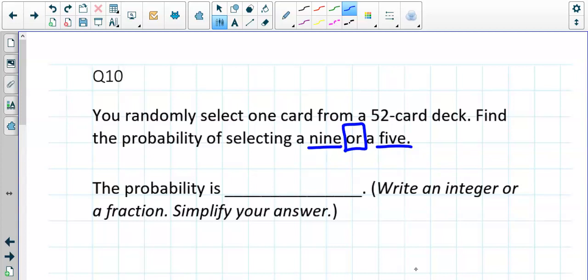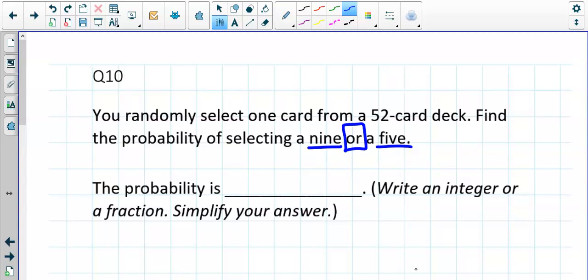Just to give you a quick example of 2 events that are mutually exclusive: if you flip a coin and roll a die, the probability of getting heads and rolling a 1 is mutually exclusive, because the outcome of heads and a 1 cannot happen at the same time. You have to do them separately. Okay? So those are mutually exclusive events. They can't happen at the same time.